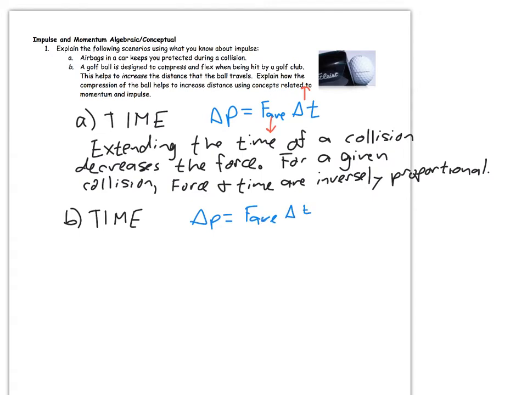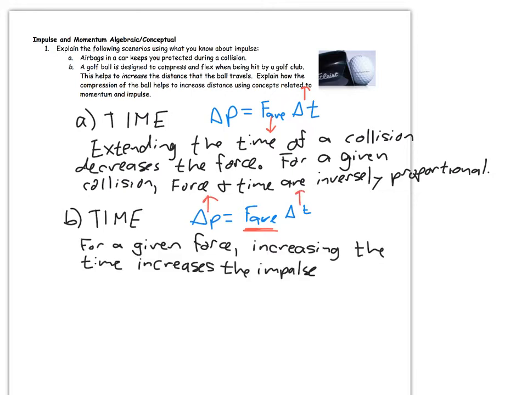However, in this situation, we'll assume that we have a constant average force exerted on the ball by the golf club. So if our force is constant, what ends up happening is increasing the time will ultimately increase the impulse and therefore increase the velocity of the ball and increase the distance that it travels.